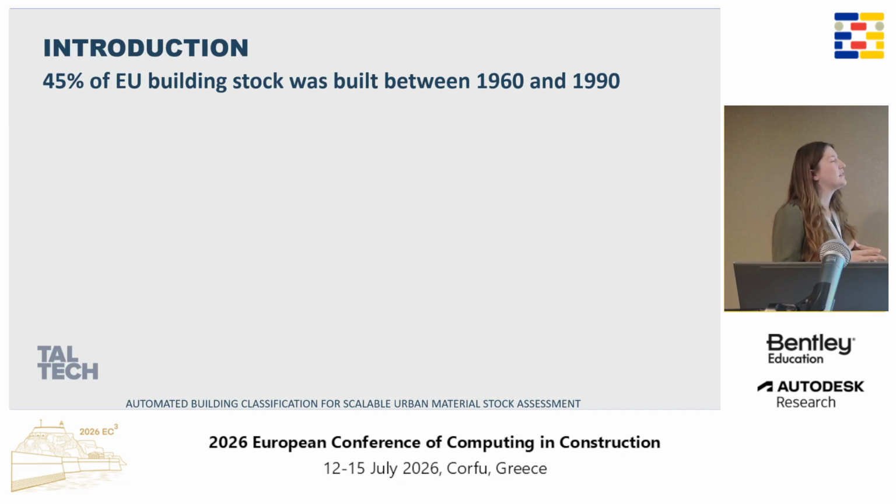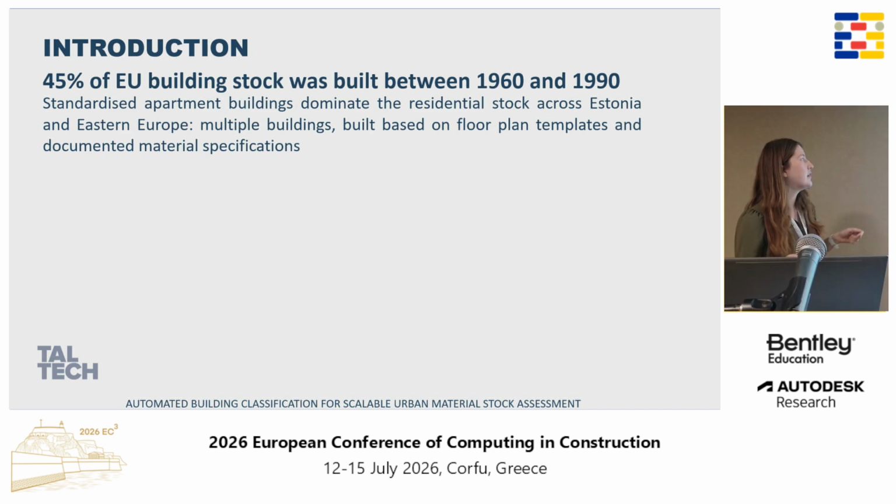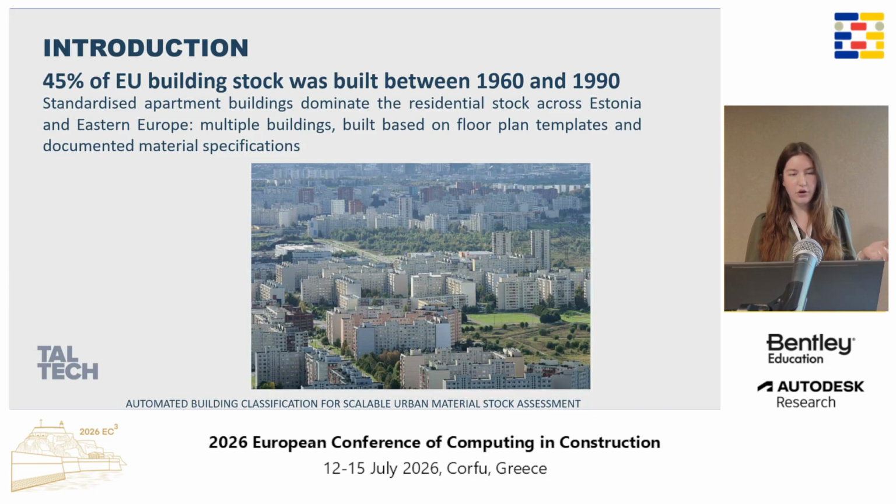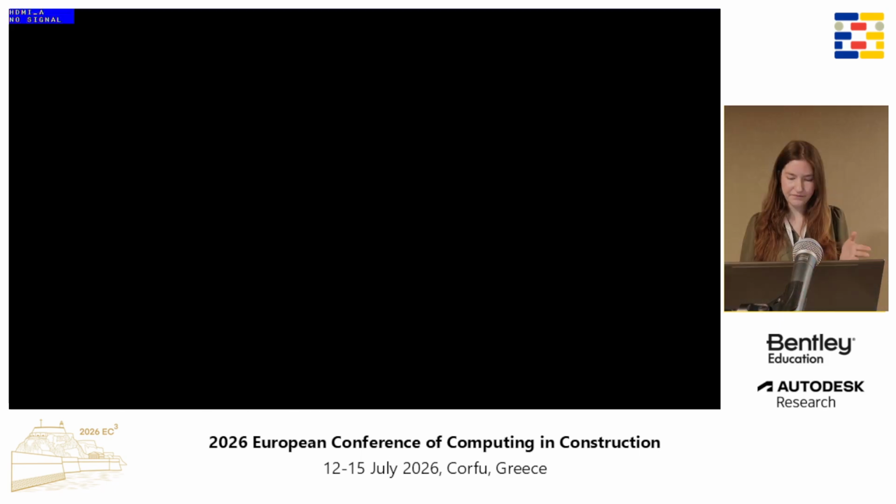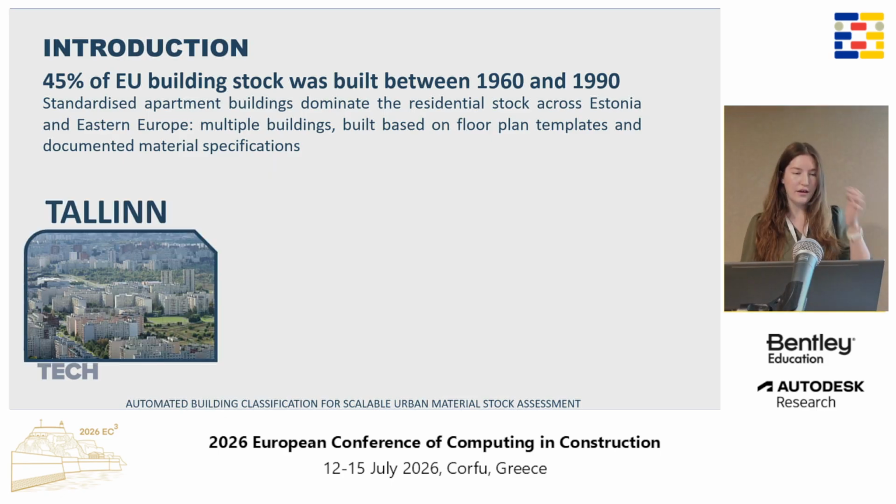I mainly deal with apartment buildings, and the majority of apartment buildings in Europe have been built during mass construction periods. But specifically in countries that were previously under Soviet Union rule, the majority of buildings during that time were built from standardized floor plan templates or blueprints with documented material specifications, which means that all over we have basically identical or near identical buildings. Just a few examples.